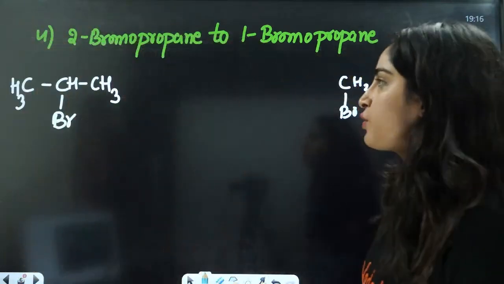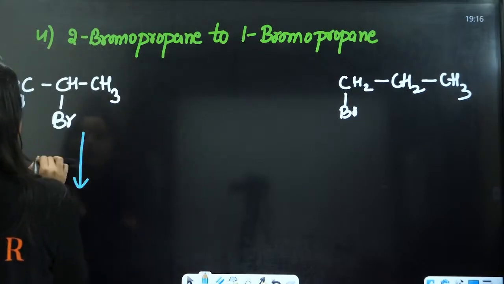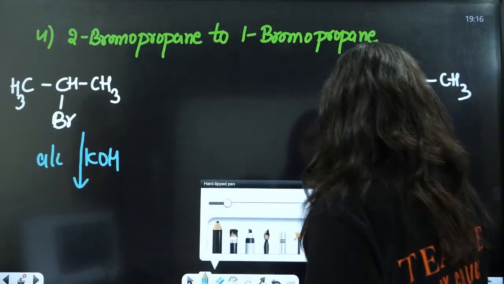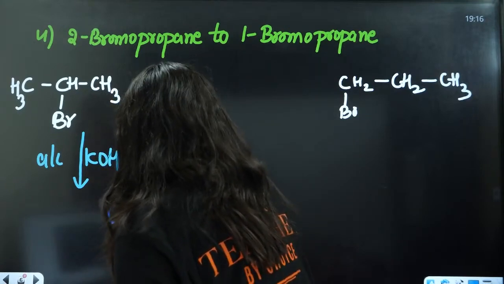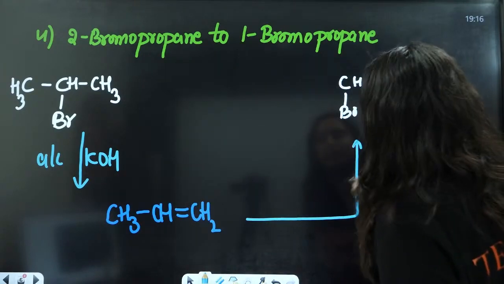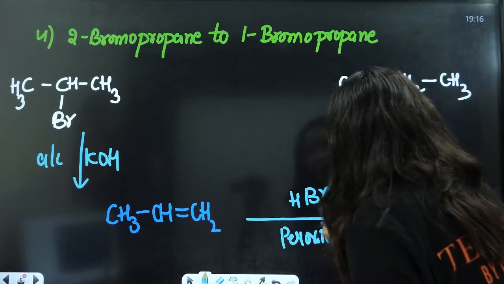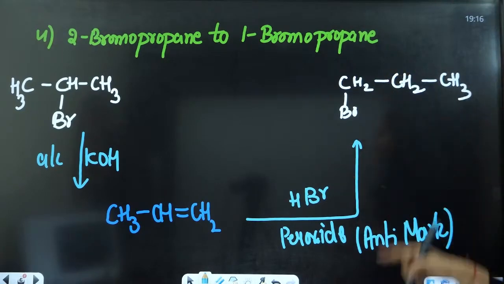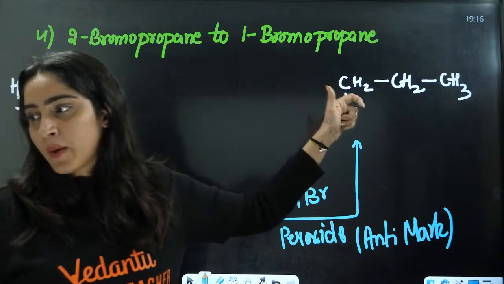Very good, bacha. So firstly we have to do the dehydrohalogenation, that is alcoholic KOH, and here we are going to get CH3, CH, double bond, CH2. After that we are going to add HBr in presence of peroxide, and here it will be anti-Markovnikov rule, and we will get the desired product here, right everyone? Yes?